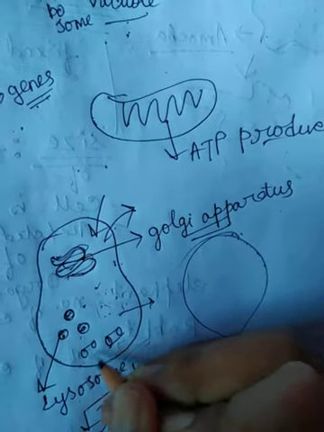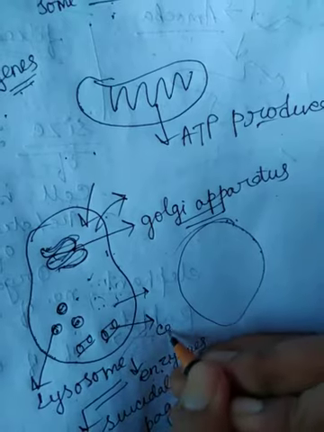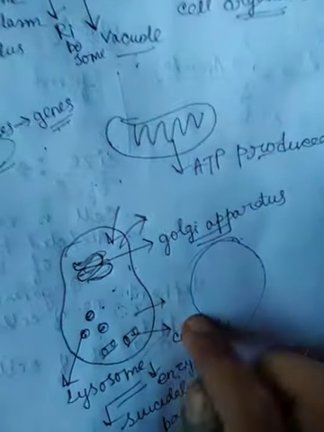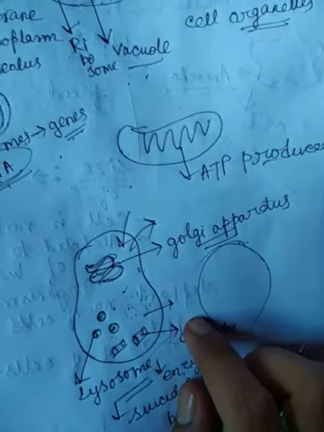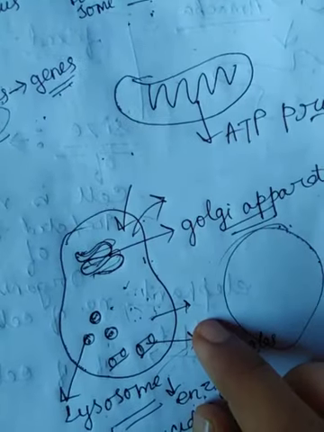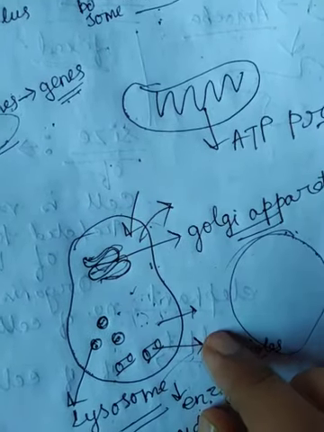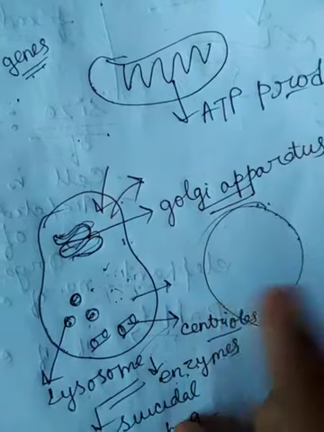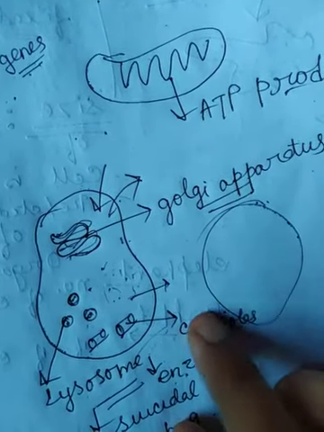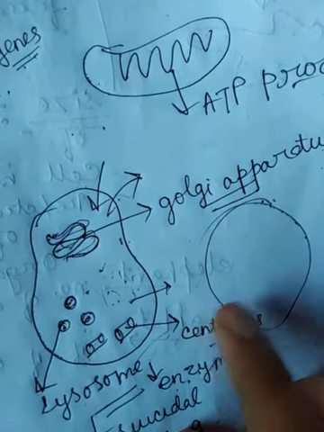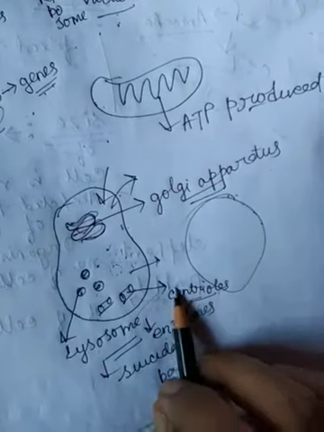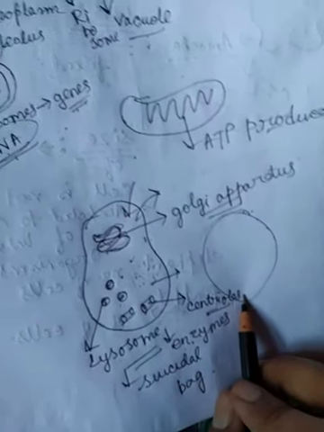Also, another cell organelle present is called centrioles. What is its function? These centrioles help in cell division. Okay, when we study or discuss cell division in detail, then we will know what is the main function of the centriole and what it does in cell division. And these centrioles are absent in some kinds of plant cells. So this is the centrioles. Its role is to help in cell division.